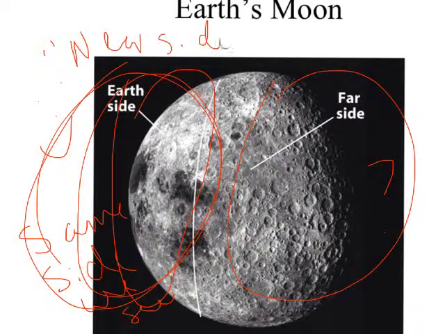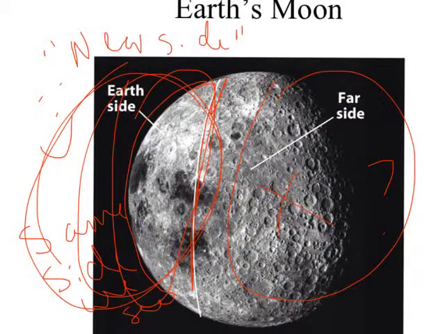Oh goodness, I need to get something to write better with. But this is actually the only side of the moon that we see. We do not see this side of the moon. Now, we have seen that side of the moon because we've been in orbit about the moon. And I'll try to show you why that is later.